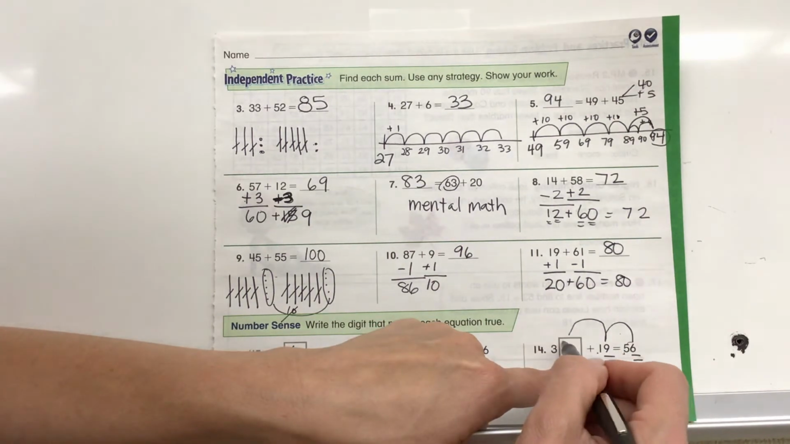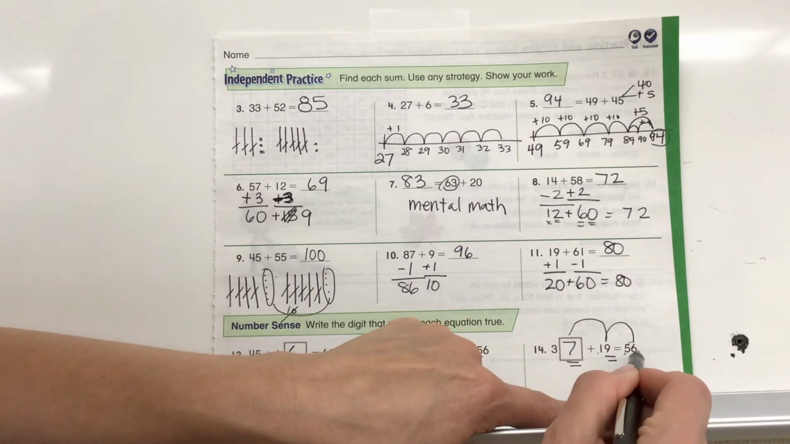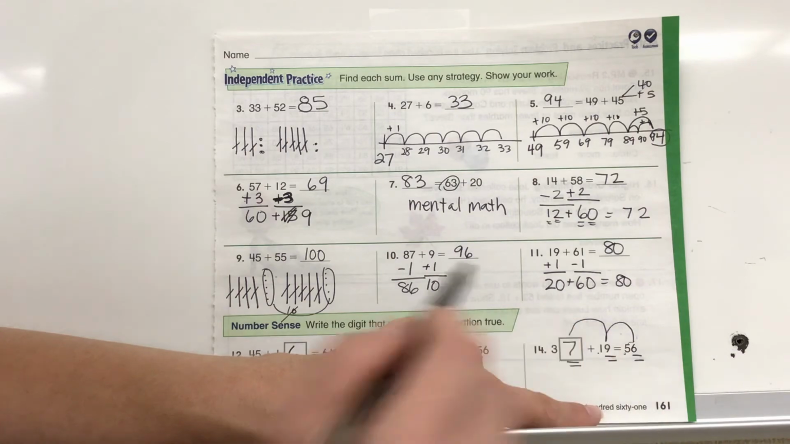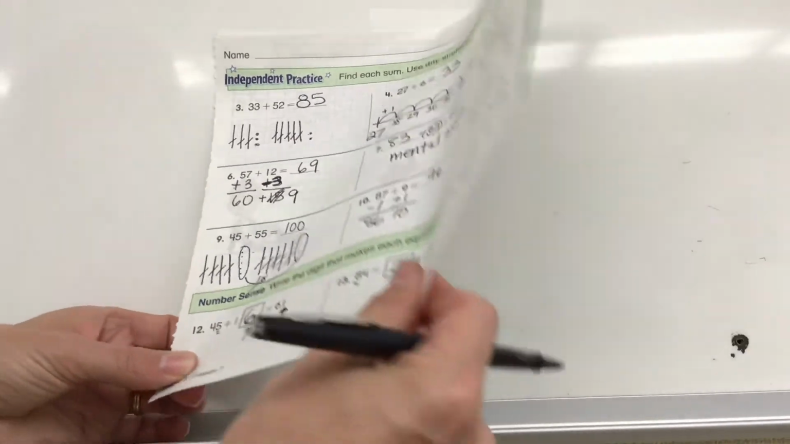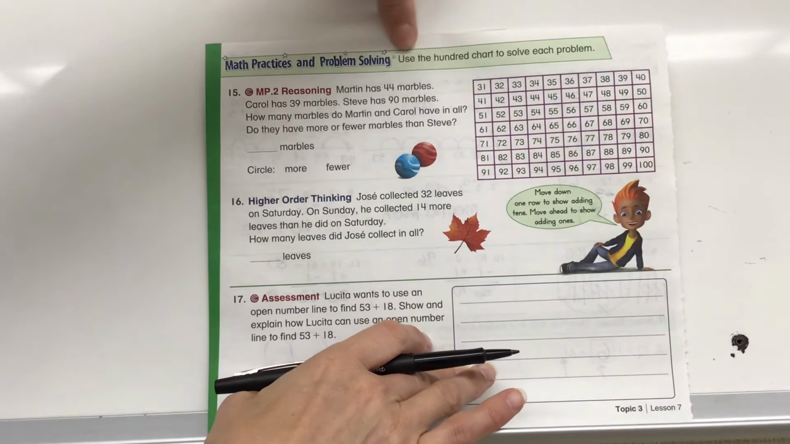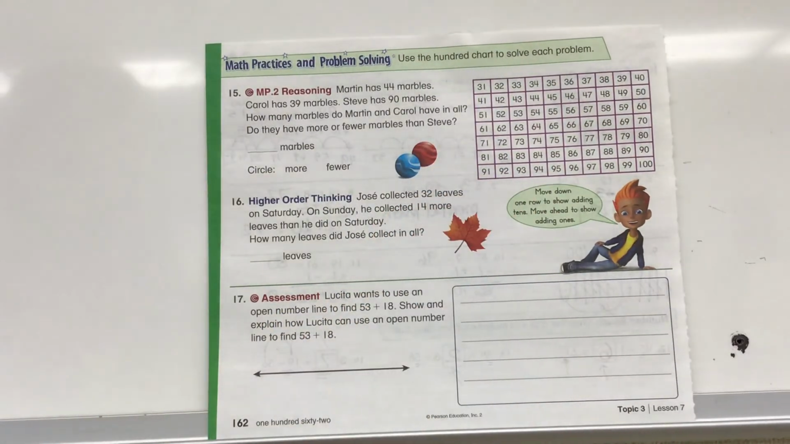So I know that 7 plus 9 equals 16. That gives us a 6 in the one place and a regroup and add a group of 10s over there, so we get 56. All right, let's go ahead and take a look at our math practices and problem solving page. All right, use the 100 chart to solve each problem.